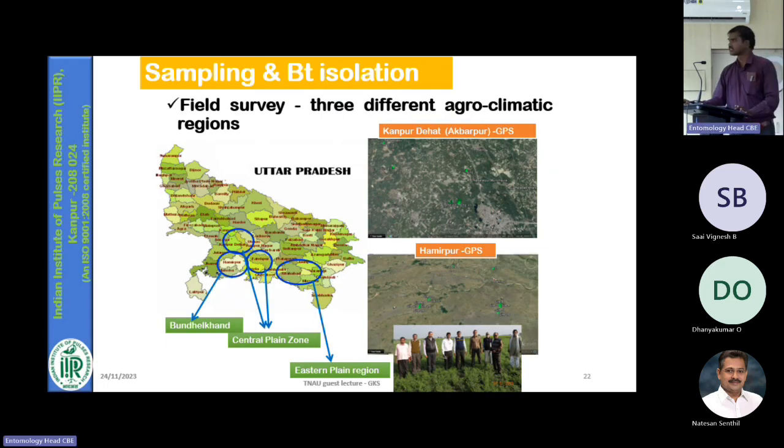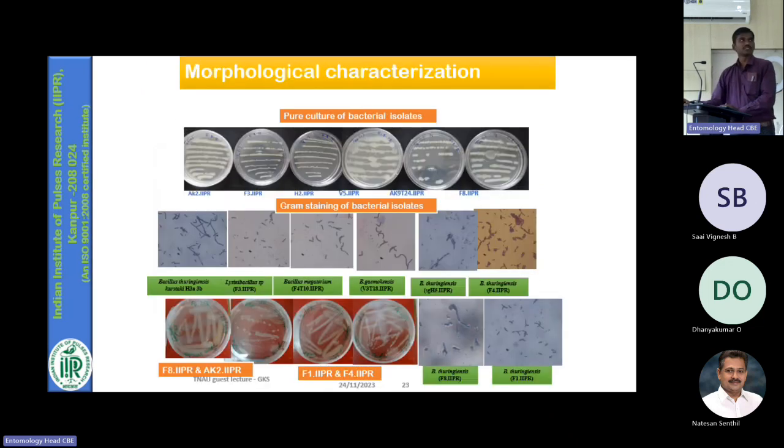Coming to the last section, what is the stand of IIPR in solving the microbial biopesticide availability for legume pests? Basically, we had gone for a survey from 3 different agroecological regions of UP, and we had collected rhizospheric soil samples and dead insects. From there, we had isolated around 63 bacterial biocontrol agents.